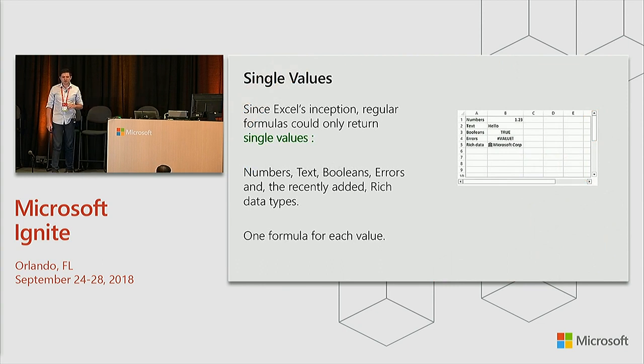So up until today, Excel's formulas have only been able to return single values. You could return numbers, text, booleans, errors, and as John showed you, there's now a new type, and that's rich data types. But all of these are really single values. They're single objects. So a formula can return a single value. There was one exception to that, and that was these Control-Shift-Enter array formulas. But they had significant drawbacks. They were very difficult to work with, they were a pain to enter, and they were just difficult to manipulate in the grid.